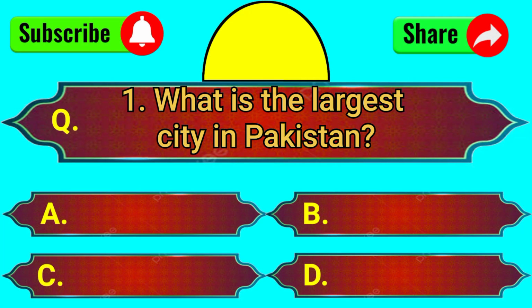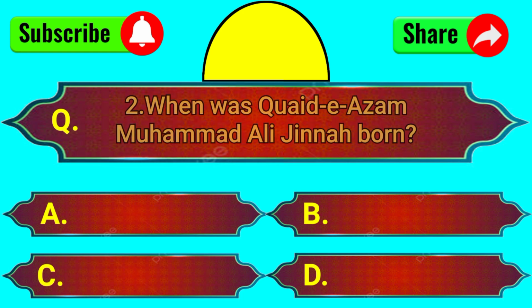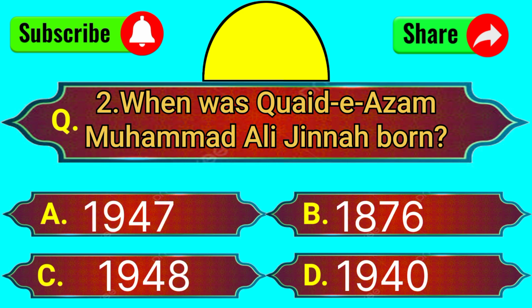Your first question is, what is the largest city in Pakistan? A. Lahore. B. Islamabad. C. Karachi. D. Multan. Correct answer: C. Karachi.